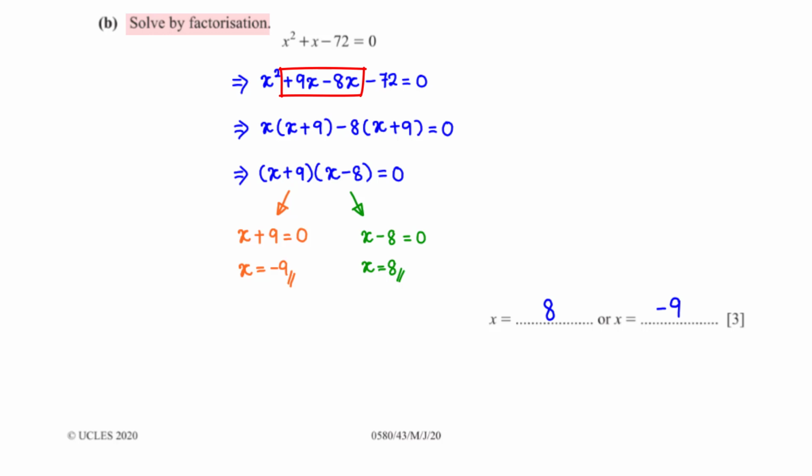which is negative 72. For the first two terms, when we factor out x, we are left with x plus 9. And for the final two terms, when we factor out negative 8, we are left with x plus 9. We can rewrite this as x plus 9 times x minus 8. When we equate x plus 9 to 0, we get x equals negative 9. And when we equate x minus 8 to 0, we get x equals 8.